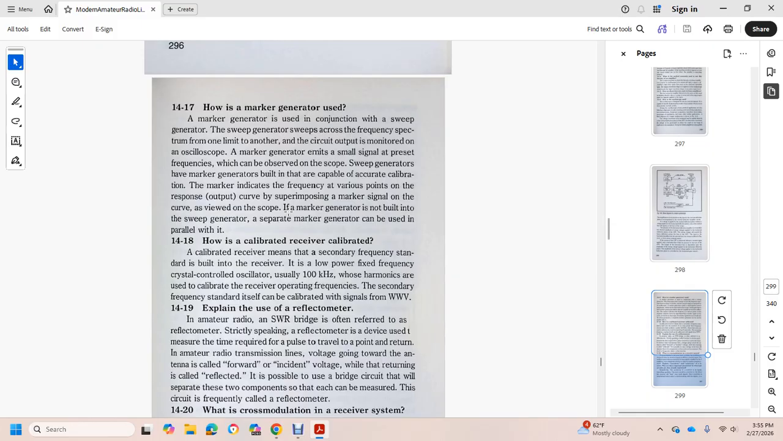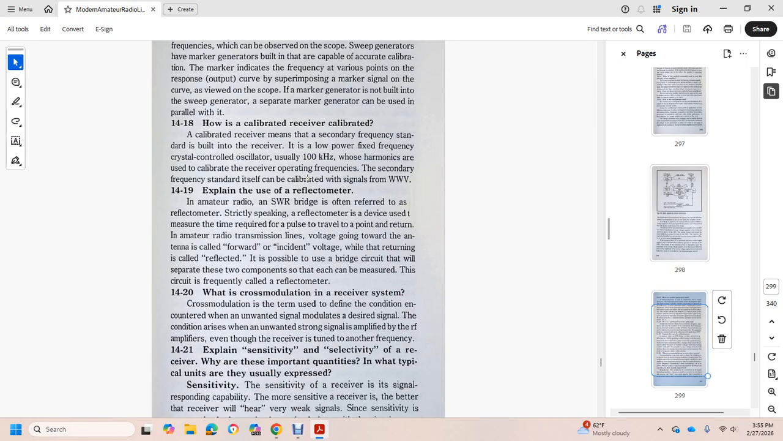And it's possible to bridge the circle with the two components of each of the measure of the circle of the frequency, called the reflectometer.